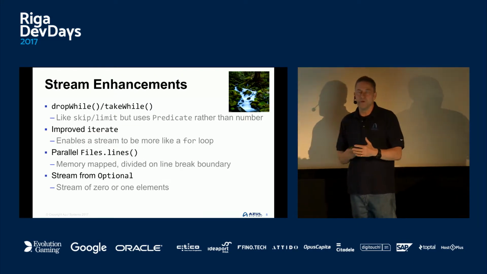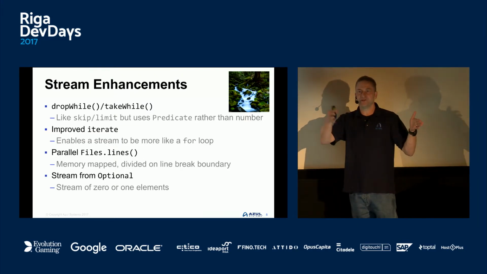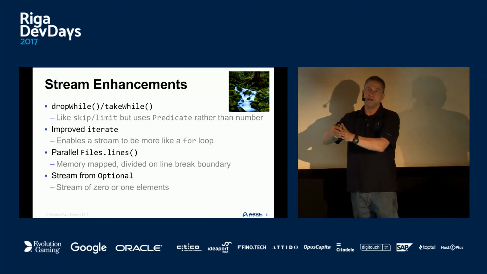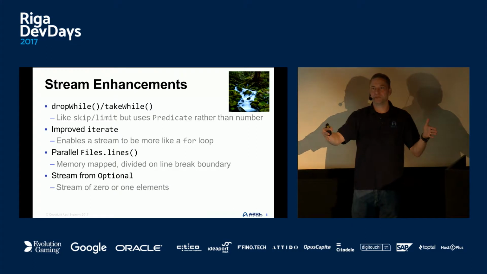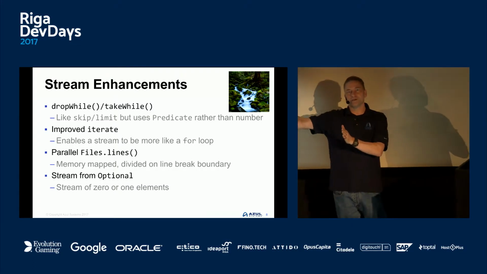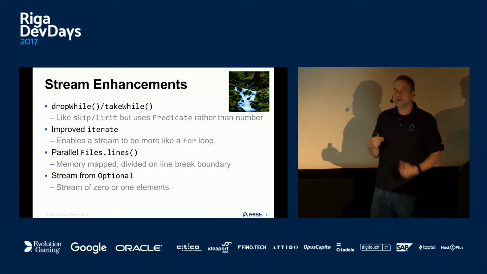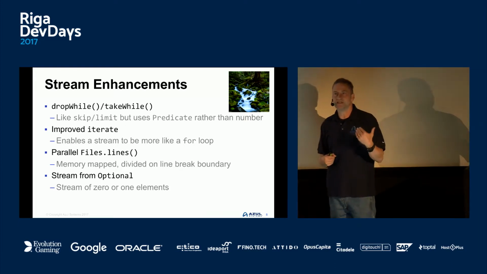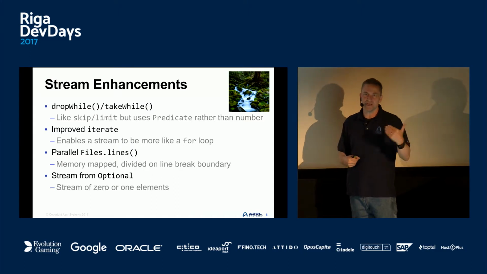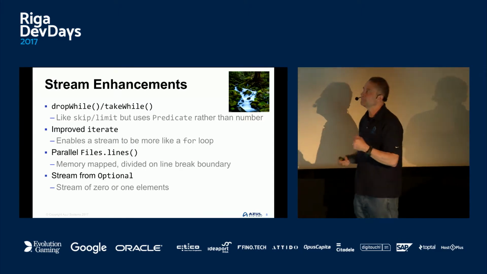So skip and limit allow you to say, I don't want to take the first n elements of the stream, but I do want to take the rest of it. Or I only want to take the first n elements of that stream and then ignore the rest of it. To do that, you pass an integer. So you pass a number which tells the stream how many elements to either skip or to deliver before stopping.